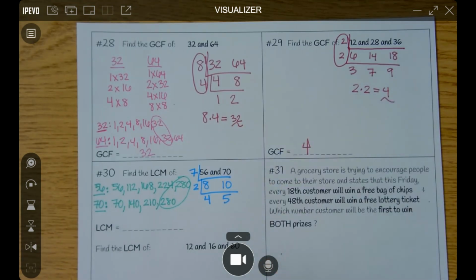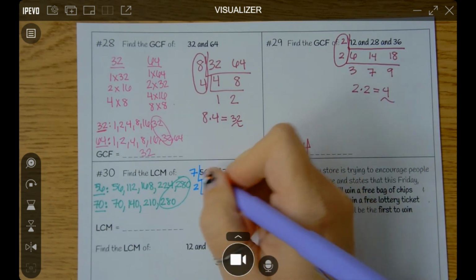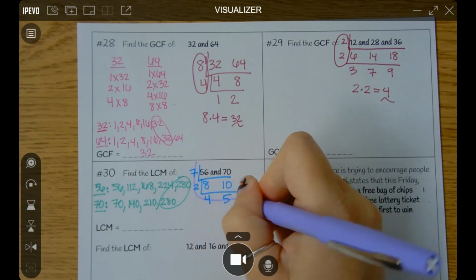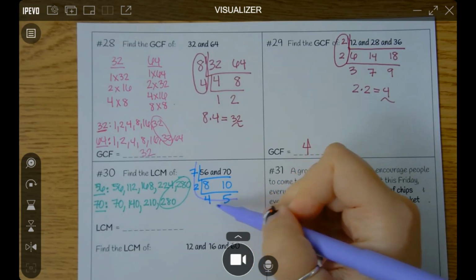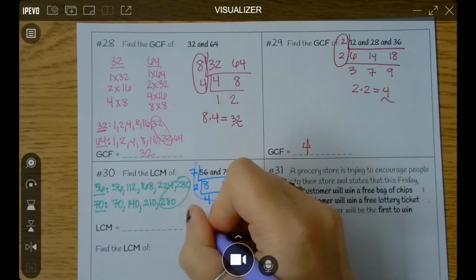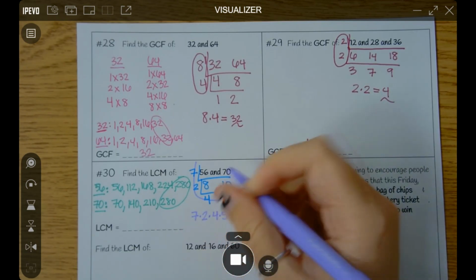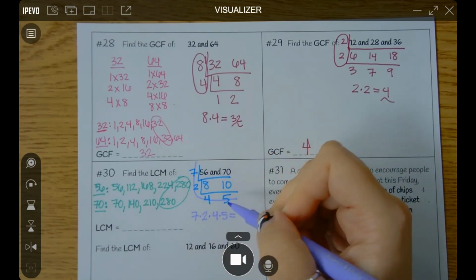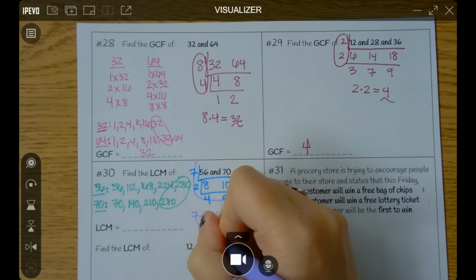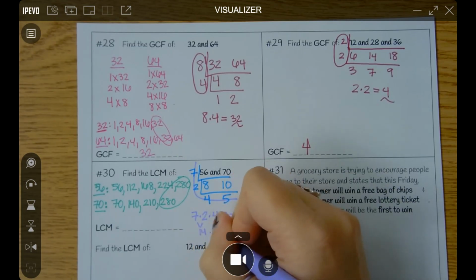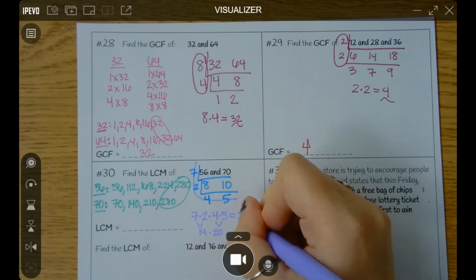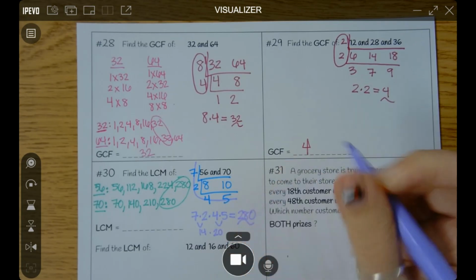But this problem was asking about the LCM. What's the smallest number that both 56 and 70 can multiply to become? So I'm going to multiply all those numbers along the outside this time that make up that L for LCM. So 7 times 2 times 4 times 5. Well, I know 7 times 2 is 14, and 4 times 5 is 20. 14 times 20 is 280. Tack on a 0, and look at that.